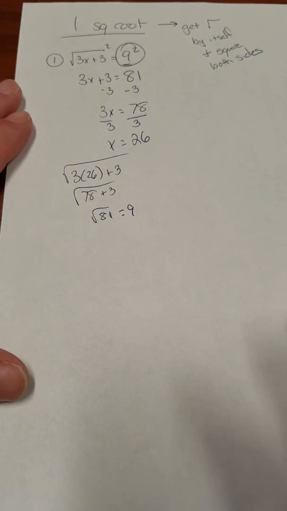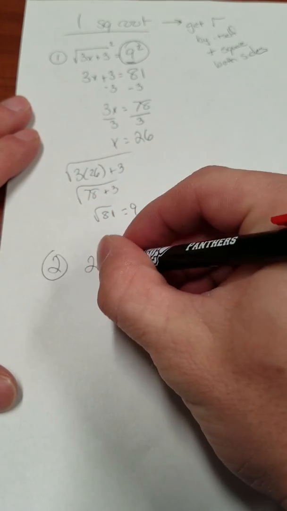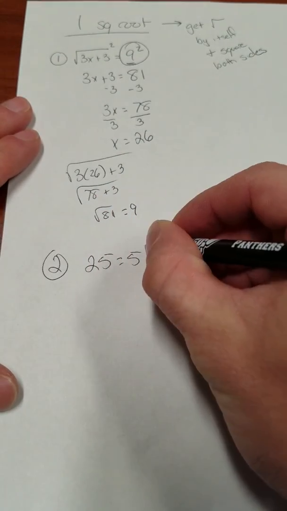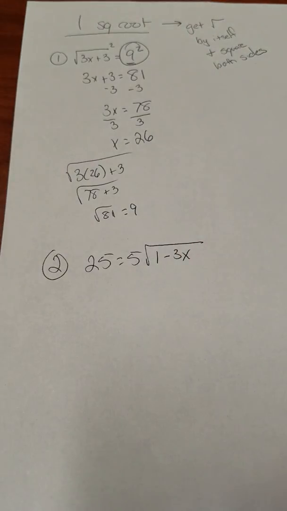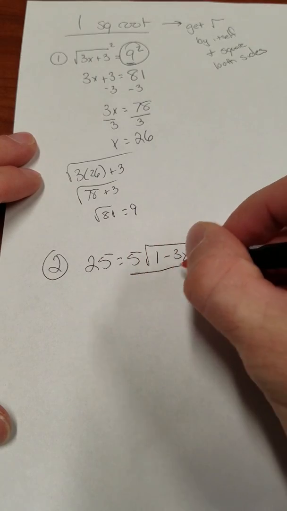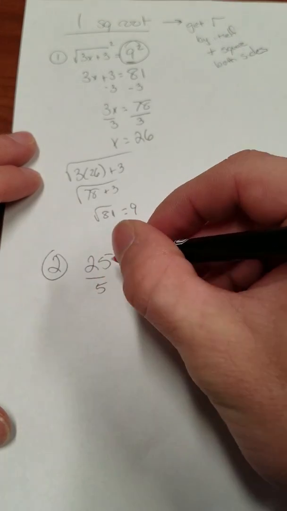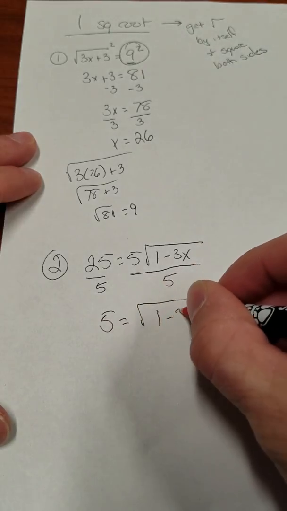So let's look at another type of problem. Let's say 25 equals 5 times the square root of 1 minus 3x. First step, get the square root by itself. Well, what's happening to the square root? It's being multiplied by 5. So to undo that, we're going to divide by 5. 25 divided by 5 is 5 equals square root 1 minus 3x.